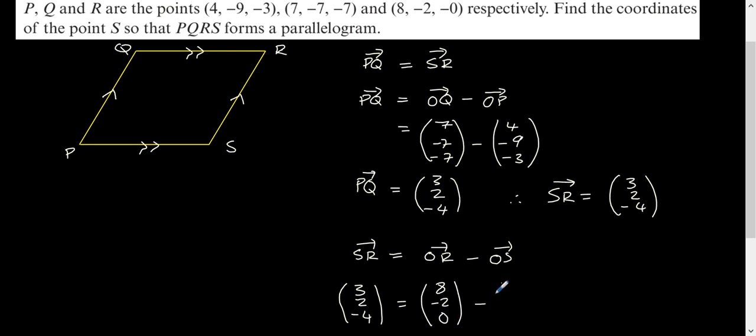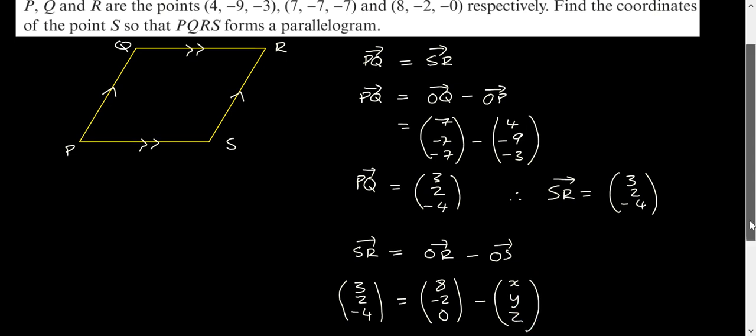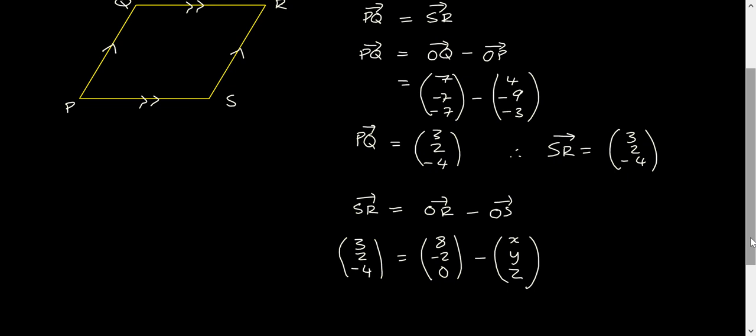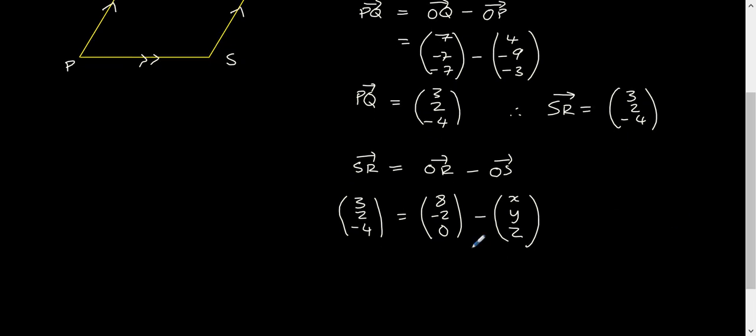And OS is just something we don't know. So what I'm going to put in here is an X, Y, and a Z just to represent the 3 components that we don't know. Now all we've got is 3 equations. Because if we look at our i component, 3 equals 8 minus X. So we've got 3 equals 8 minus X, which means that X equals 5.